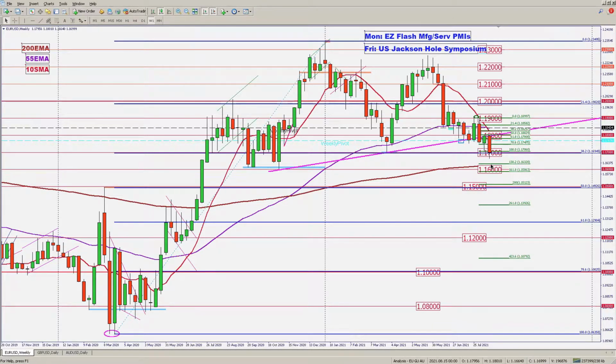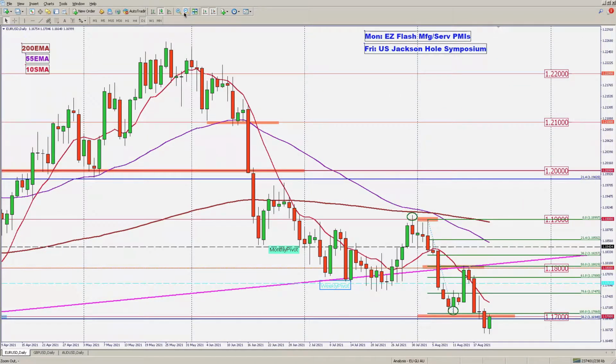So that could also be an intermediate support level before it hits the 162 fib. So just need to watch out for that as well. There could be some reaction there.